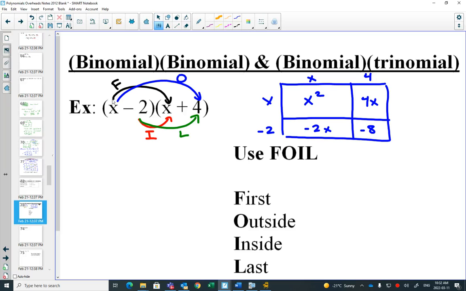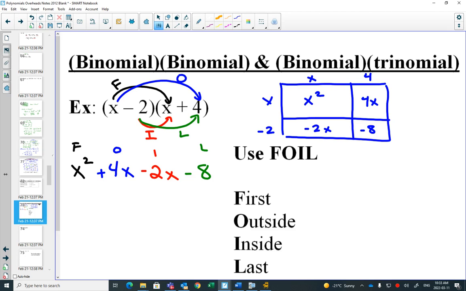So if you multiplied your first ones, you would get x squared. If you multiply your last ones, then you would get plus 4x. Your inside ones, this is where you would get minus 2x. And your last ones, this is where you would get minus 8. So you see how I color-coded it? By your first ones multiplied together, your outside ones multiplied together, your inside ones multiplied together, and your last ones multiplied together, making the word FOIL.